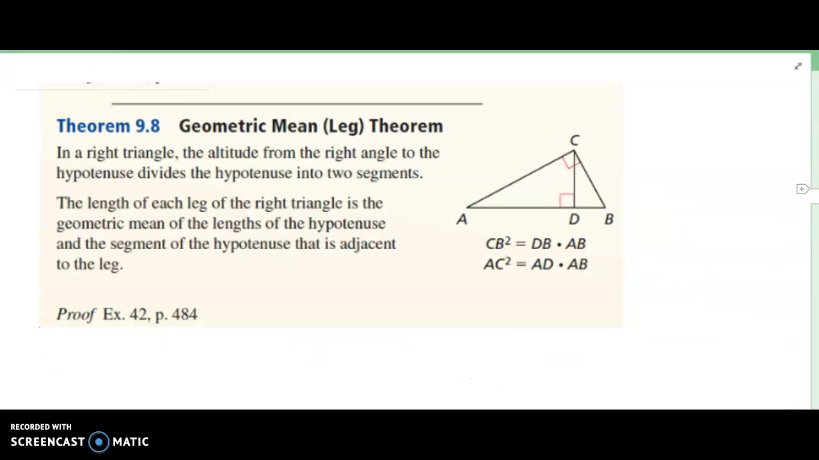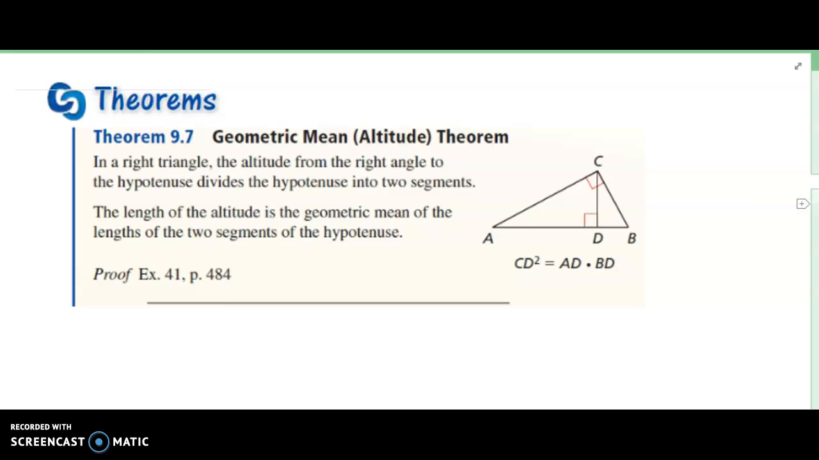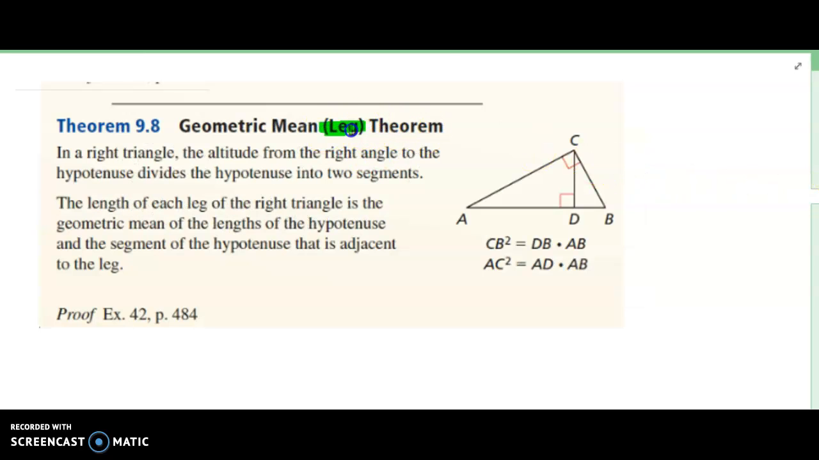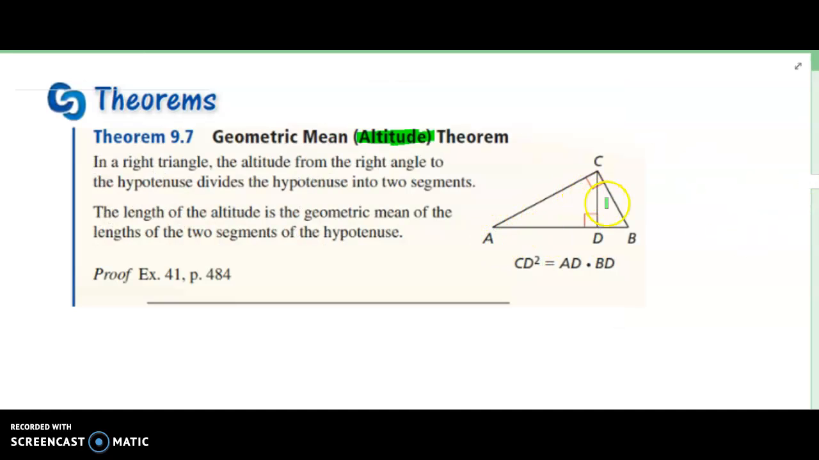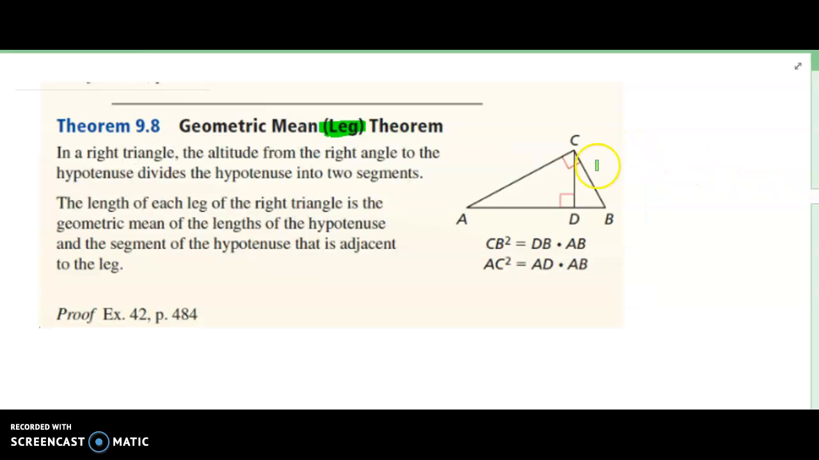All right, now let's go back to the two theorems we just skipped. So we have the geometric mean altitude theorem and the geometric mean leg theorem. So that's the difference between the two. If we look at this as a big triangle, this would be the altitude, right? And then this would be a leg, and this would be a leg. So there is a difference.